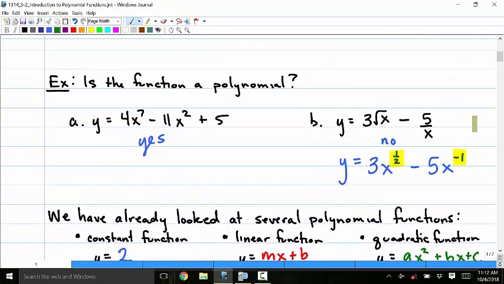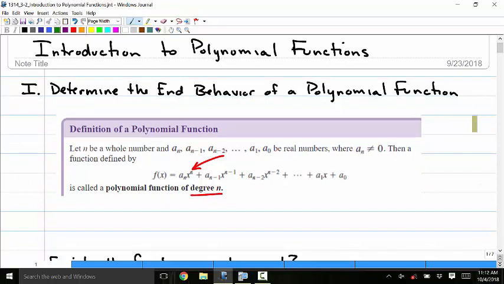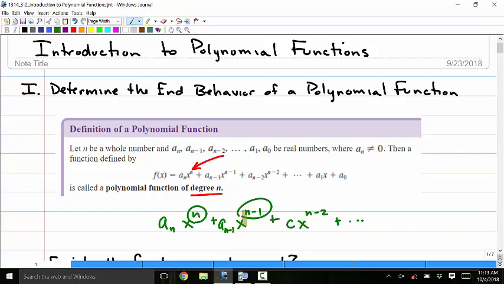So now you should see why we use a sub n as the coefficient. Because if we had ax to the n plus bx to the n minus 1 plus cx to the n minus 2, what would happen to the letters out front? We would run out of letters. So instead of calling it a, we call it a sub n because it goes with the x to the n term. Instead of calling it b, we called it a sub n minus 1 because it went with the n minus 1 power. You see where they're getting the coefficient names?